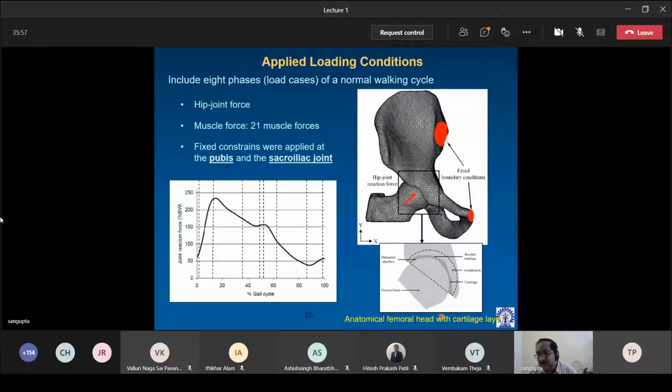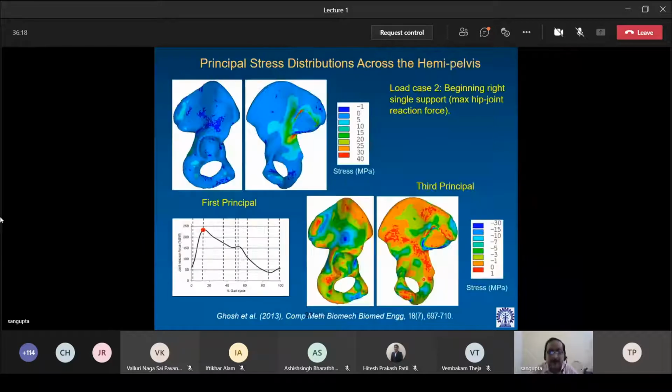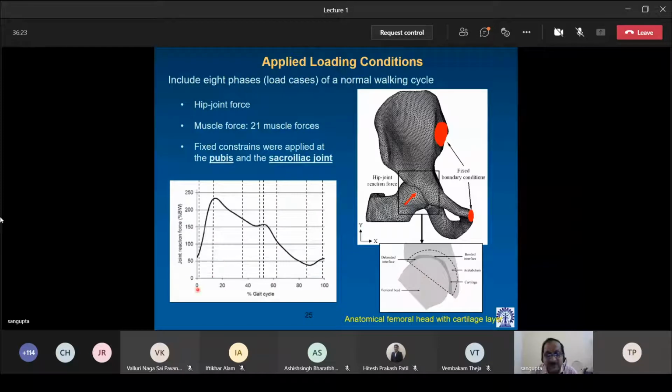But in this analysis, we are not interested in stresses within the femoral head. Okay, that is only used to transfer the load between the femur and the pelvic bone. It is only used for load transfer, nothing else. So this is basically the distribution of joint reaction force with respect to the percentage of gait cycle. Okay, so you all know about this, on the left hand side as I show you with my pointer.